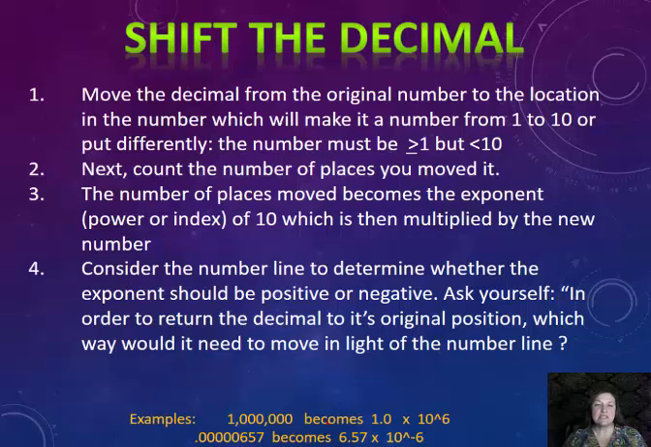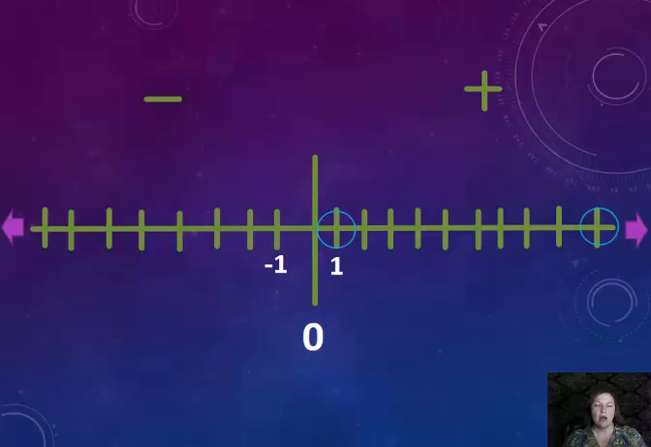Now, we have to consider the number line in order to determine whether that exponent should be a positive exponent or negative exponent. The question we have to ask ourselves is, in order to return the decimal to its original position, which way would we need to move in light of the number line? I have a number line here with 0 in the middle, and when we move in a positive direction, we're moving to the right on the number line, and in a negative direction, we're moving to the left.